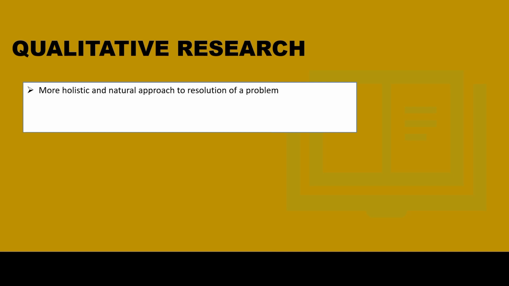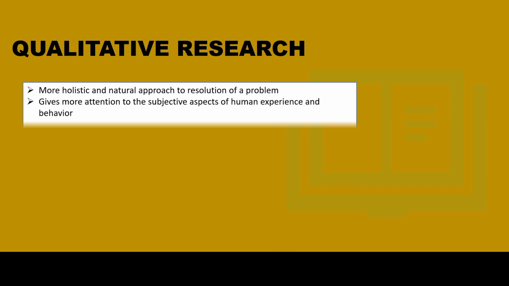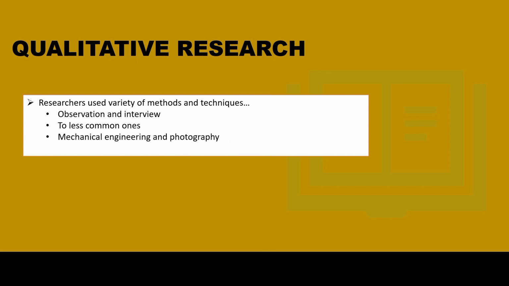Qualitative research tends to apply a more holistic and natural approach to the resolution of a problem than does quantitative research. It also tends to give more attention to the subjective aspects of human experience and behavior. Small samples are often acceptable in qualitative studies. Qualitative researchers have used a variety of methods and techniques, many drawn from anthropology and sociology. They have ranged from ones traditionally used in quantitative research, such as observation and the interview, to less common ones, such as mechanical recording and photography. Qualitative methods can be especially useful in explanatory research.